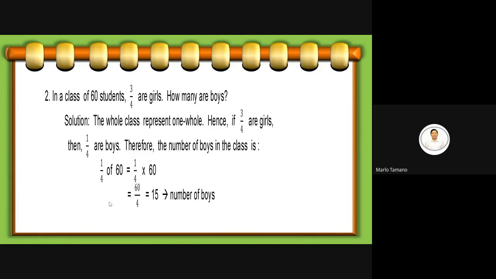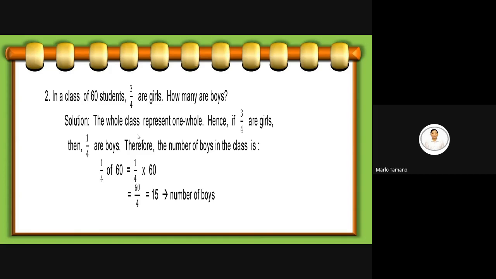Meron pa bang ibang paraan dyan, sir? Okay, ganito na lang. 3/4 of 60 is 45. So, meron na kayong bilang ng girls. 45. Tama, 45. So, 60 minus 45 is 15. Nasagutan na ninyo. The number of boys is 15. Gets?